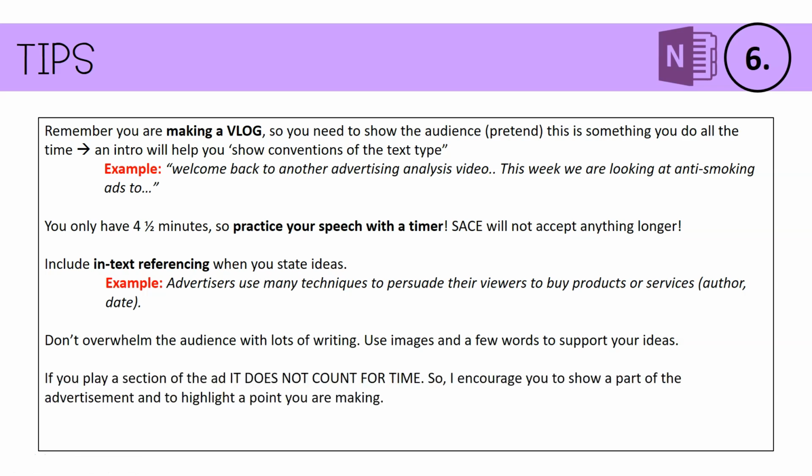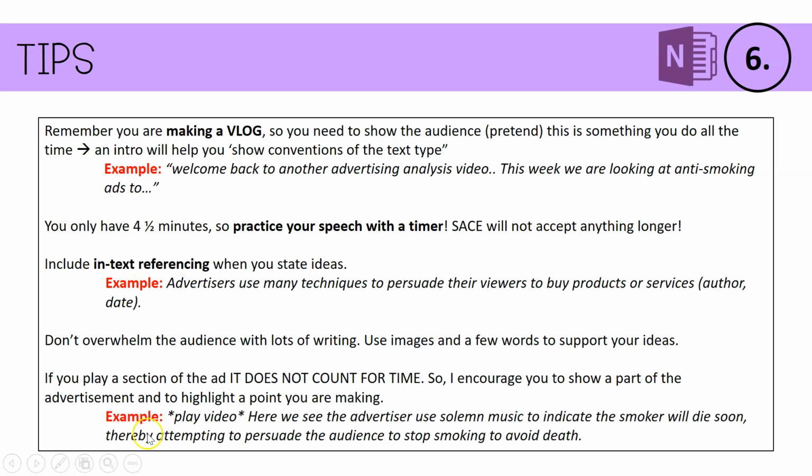If you play a section of the ad, it does not count for time. So I encourage you to put a part of the advertisement into your video to highlight the point you are making. You can download and play 20 seconds, even a minute, just to highlight something you were trying to say. The example might be, play section. Here we see the advertiser use solemn music to indicate the smoker will die soon, thereby attempting to persuade the audience to stop smoking to avoid death.